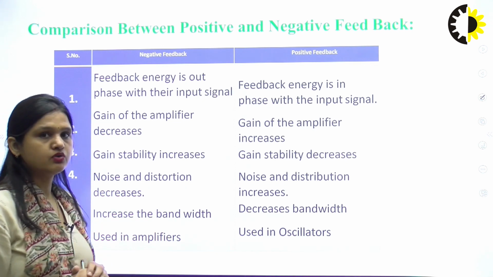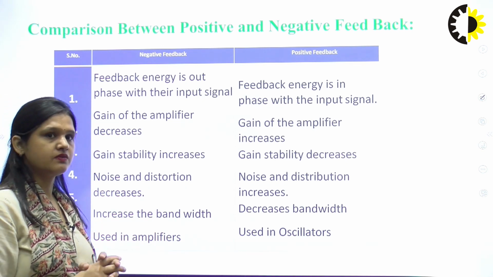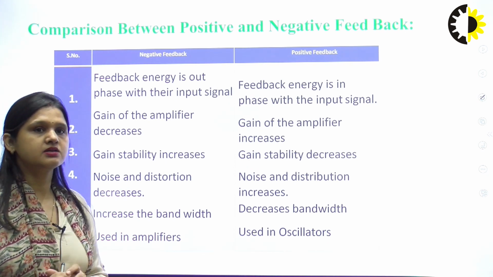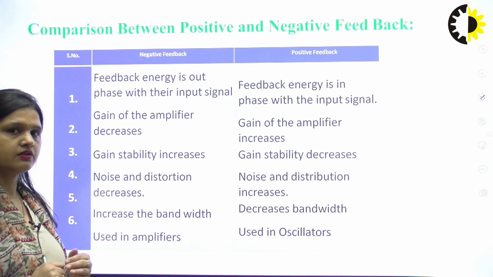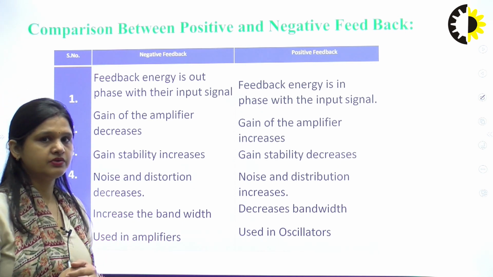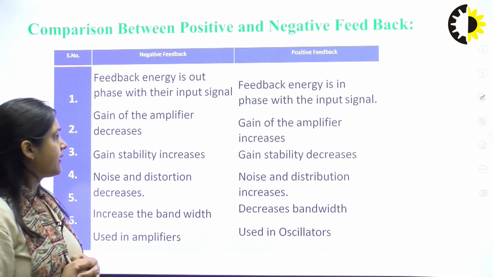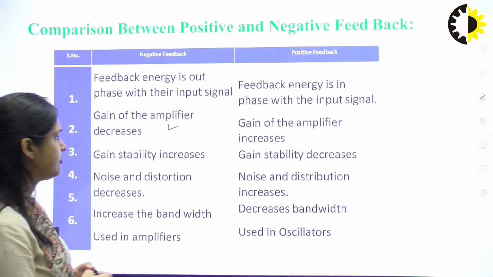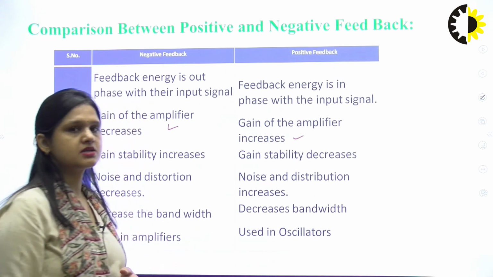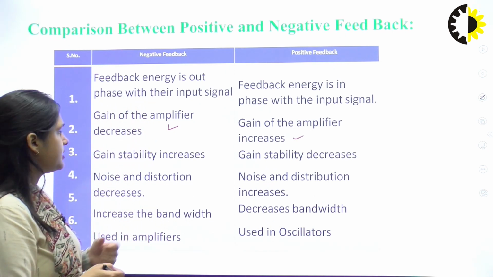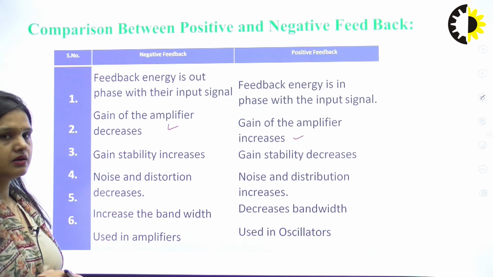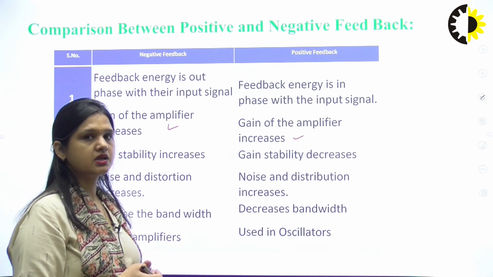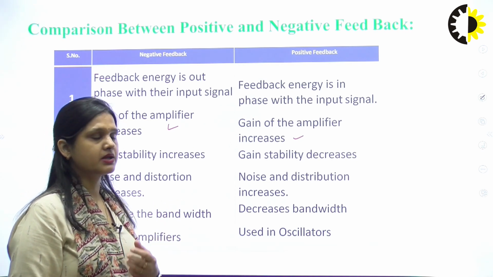So just have a look at the difference between positive and negative feedback. From both diagrams, it is clear that the feedback energy is out of phase with the input signal in negative feedback, whereas it is in phase with the input signal in positive feedback. Definitely that reduces the gain in the case of negative feedback, and we have seen from the expression that the gain increases in the case of positive feedback. The gain stability increases in negative feedback by the factor 1 plus A beta, whereas the gain stability decreases in positive feedback with the factor 1 minus A beta.